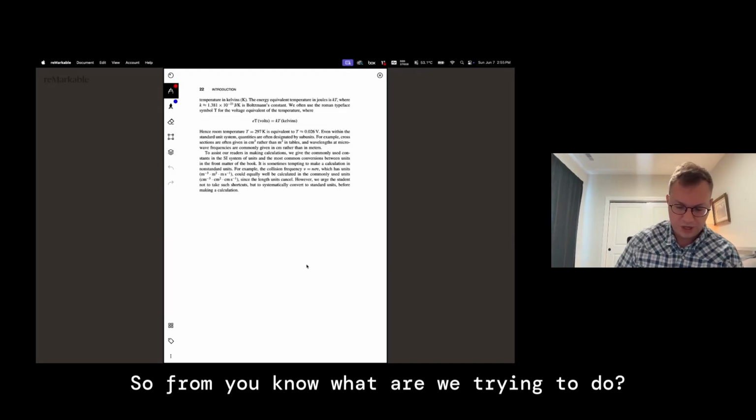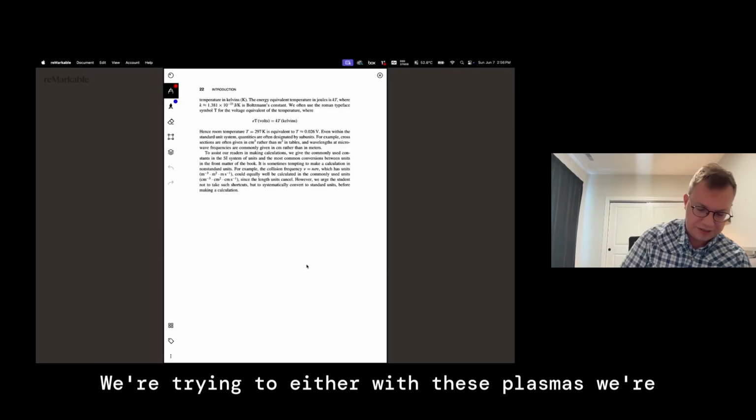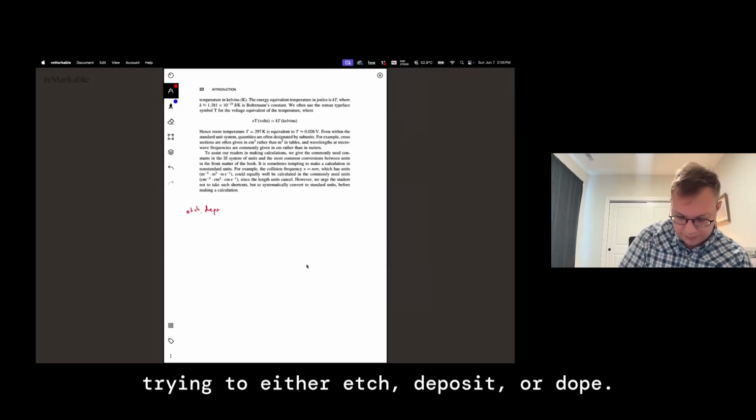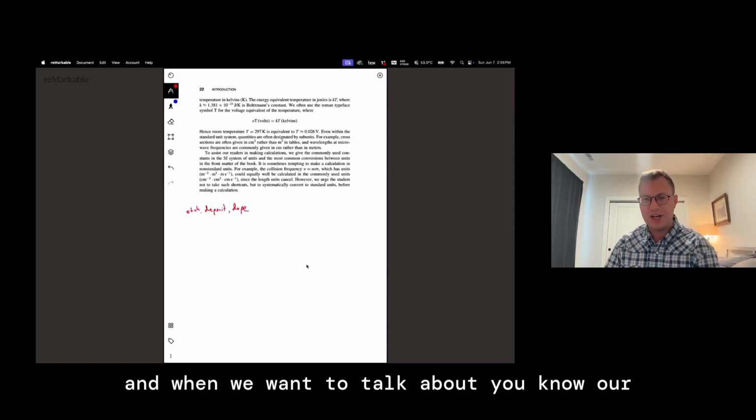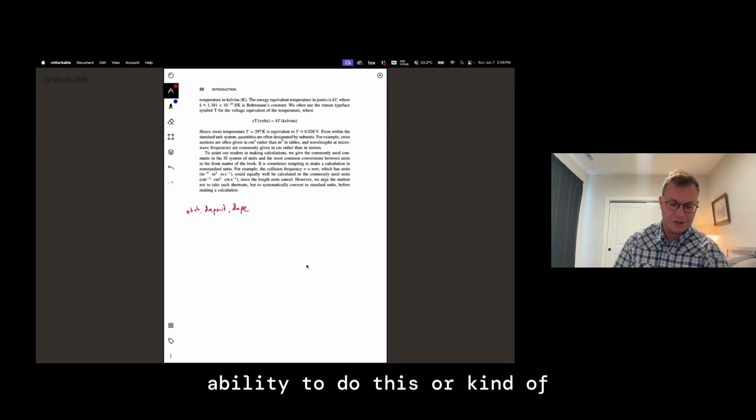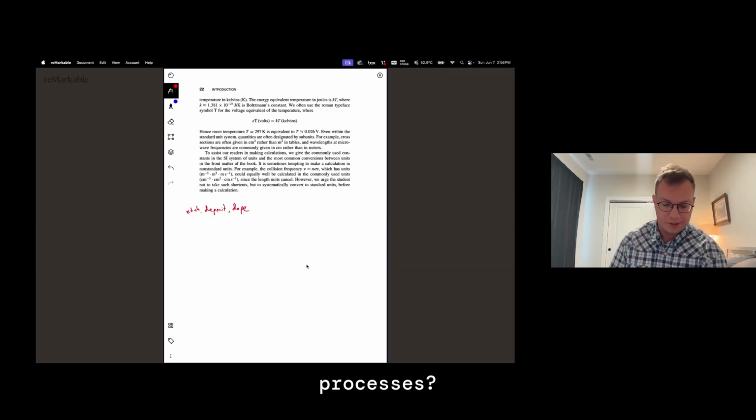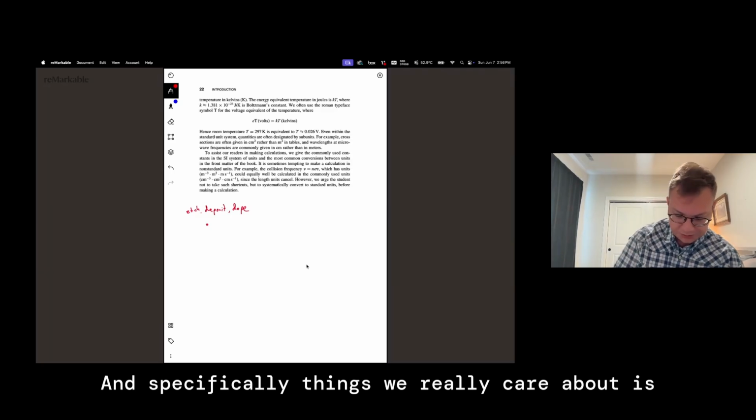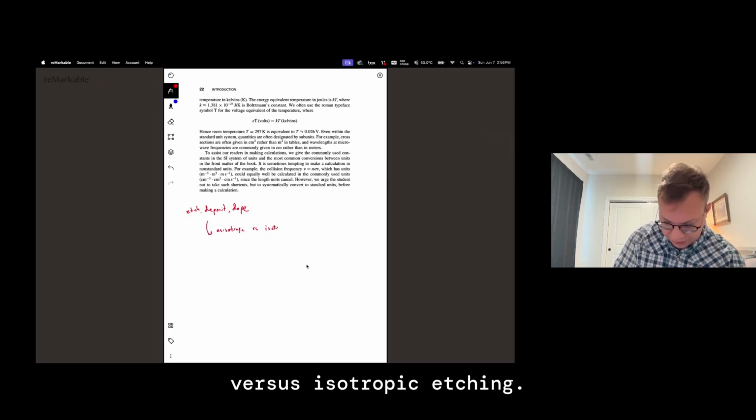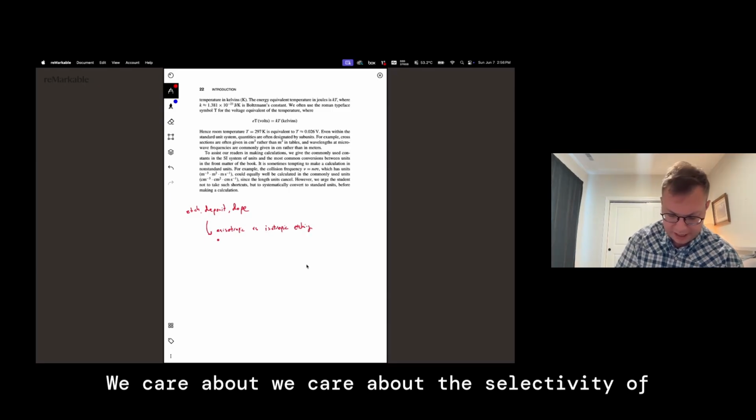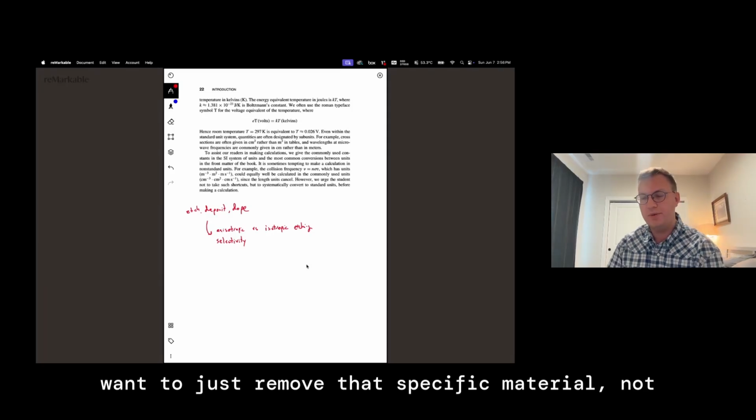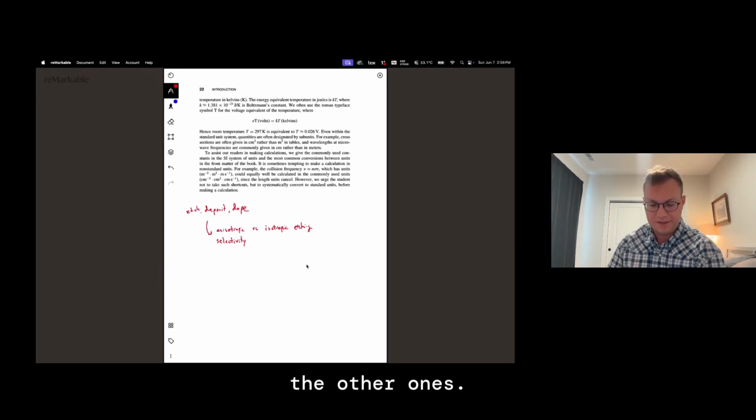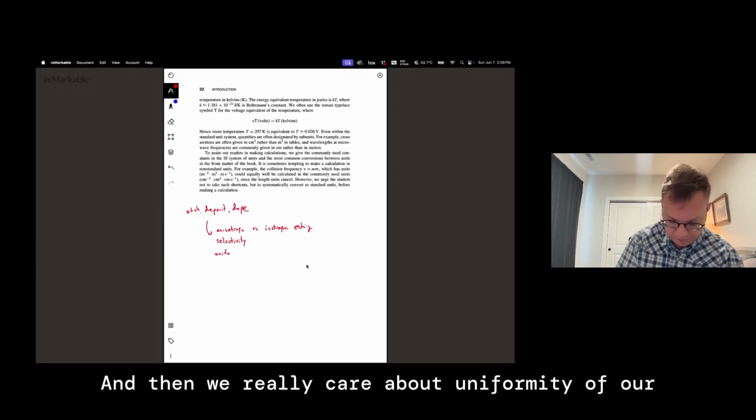What are we trying to do with these plasmas? We're trying to either etch, deposit, or dope. And remember, doping is just modifying. When we want to describe the quality of these processes, a couple of things come to mind. Specifically, things we really care about are anisotropic versus isotropic etching, and the selectivity of our process. So when we want to remove a layer, we want to remove just that specific material, not the other ones. And then we really care about uniformity of our process.